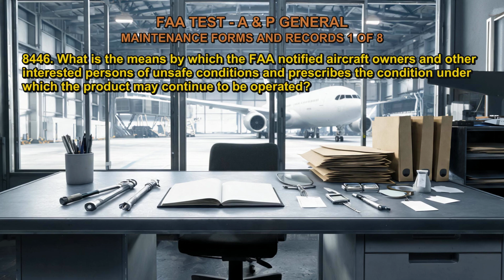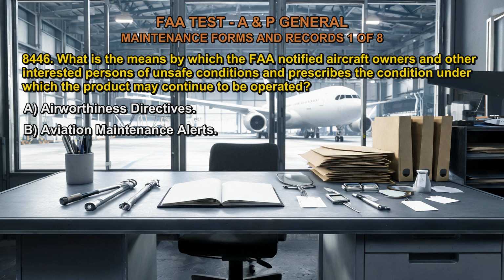8446. What is the means by which the FAA notifies aircraft owners and other interested persons of unsafe conditions and prescribes the condition under which the product may continue to be operated? A. Airworthiness directives. B. Aviation maintenance alerts. C. Aviation safety data.